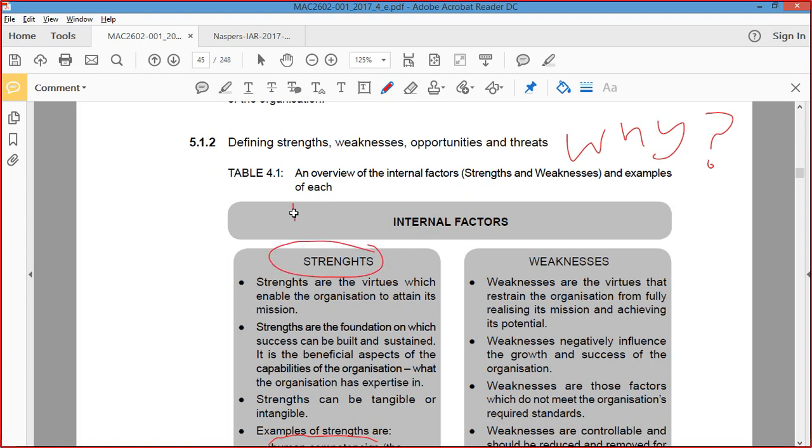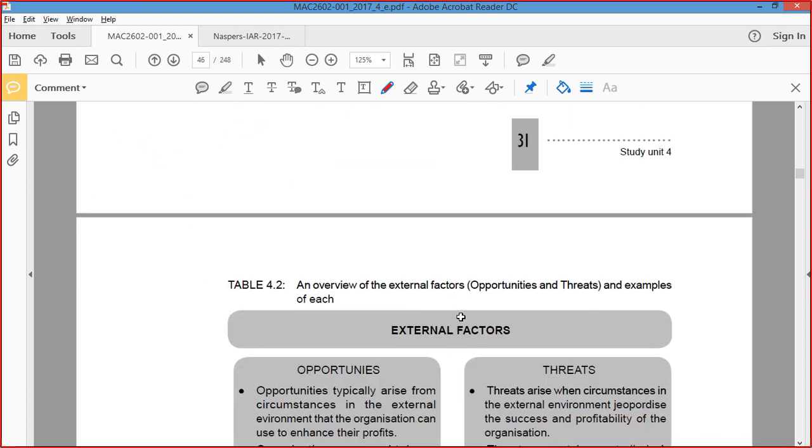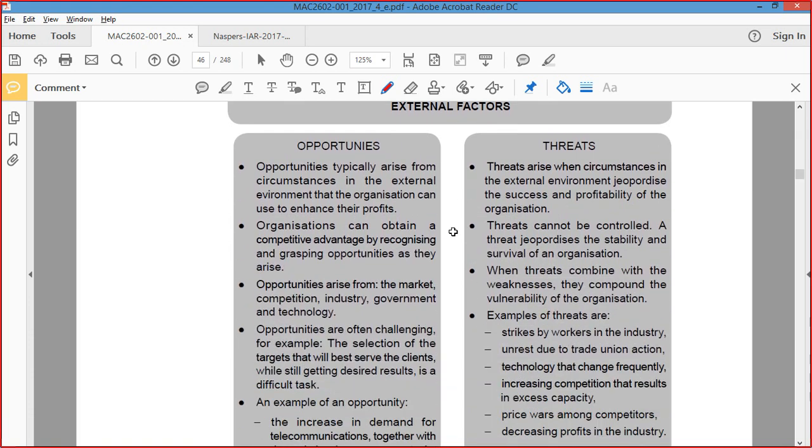So what is a strength? How do I determine what a strength is? Why, what, when do I see my strengths? Those are all things you could look at. When have you seen your strength? Maybe you're strong in certain areas, maybe you're weak in certain areas. I don't know. But I want you to try that for yourself as a practice activity.